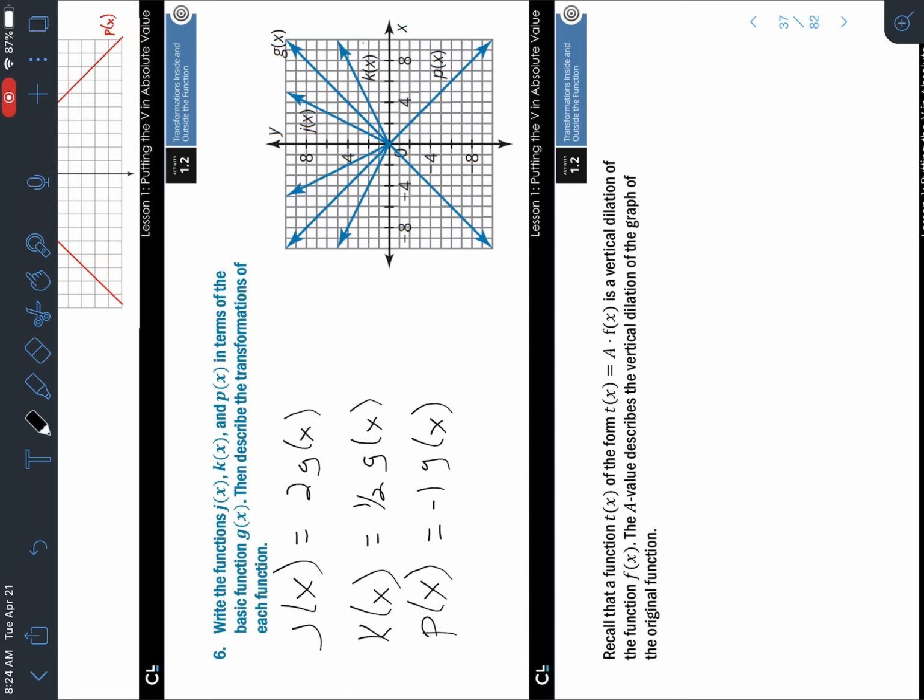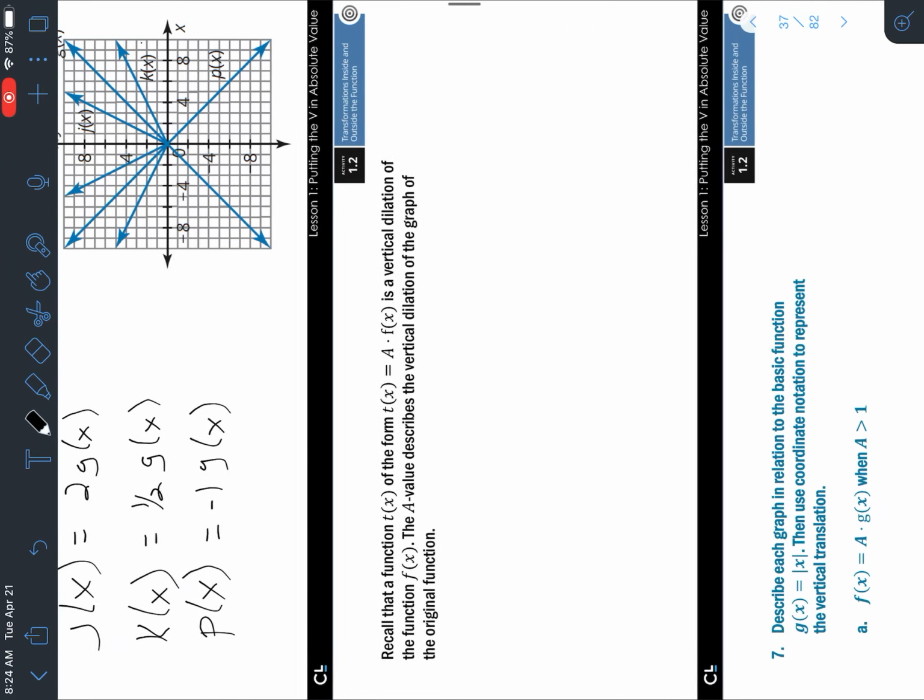So next part says recall a function t of x of the form t of x equals a times f of x is a vertical dilation of the function f of x. So it means it's going to move up or down. The a value describes the vertical dilation of the graph of the original function. Okay, so 7 is asking us this. Describe each graph in relation to the basic function g of x is equal to absolute value of x. Then use coordinate notation to represent vertical translation.